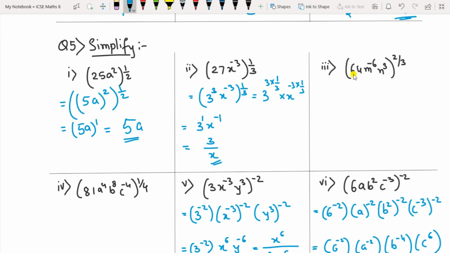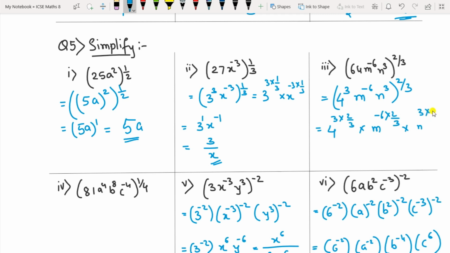So now it is 64. So 64, the power outside the bracket is 2 by 3. So the denominator is 3, so you have to write 4 cube. This will become m raised to minus 6, n raised to 3, raised to 2 by 3. Now this power will go to each of the terms. So it becomes 4 raised to 3 into 2 by 3, into m raised to minus 6 into 2 by 3, into n raised to 3 into 2 by 3.